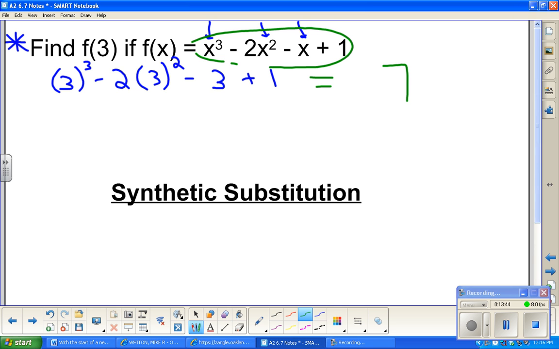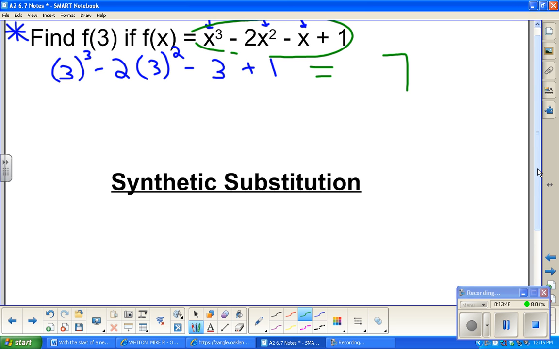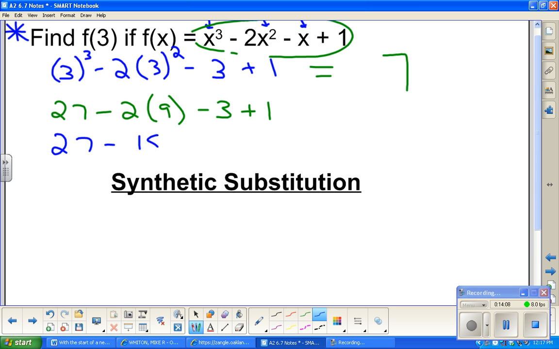So if you do it step by step, 3 to the third power is what? 27. Minus 2 times 3 squared, which is 9. And then just follow the order of operations. It's order of operations, right? So 27 minus 18. That should get you your 7, okay?